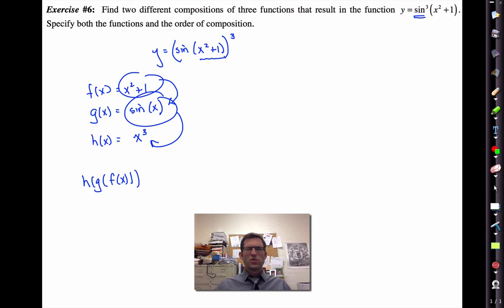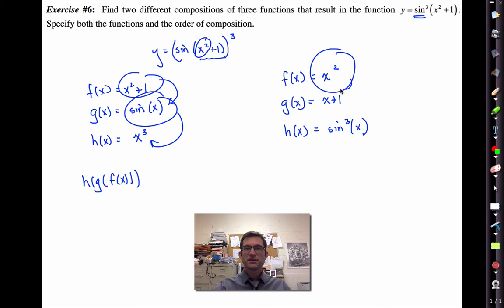Now, I was supposed to do this in 2 different ways. It's kind of debatable, the best way to do this, but here's another way. Maybe this time I'll let my first function, f of x, be equal to x squared. Maybe my second function will actually just be x plus 1, and my third function maybe is sine of x cubed. Then this will go in here, this will go in here, and we'll have h of g of f of x.